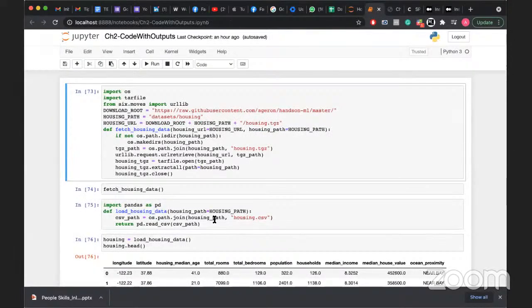So I want all of you guys to start working on this. Come on, I want everyone to complete the first set of code here. Can you start typing: import os, from six.moves import tarfile, import urllib, DOWNLOAD_ROOT equal to this link. I'm just going to paste this code here in our chat window.